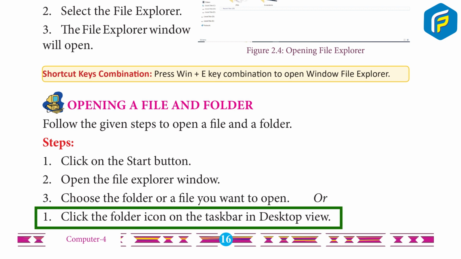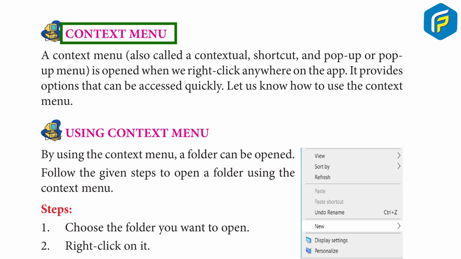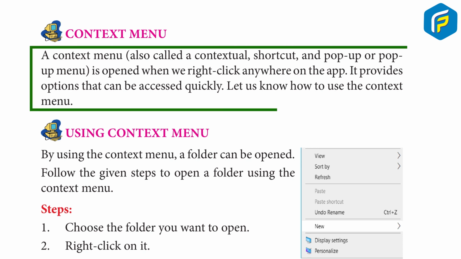Context menu. A context menu, also called the contextual, shortcut and pop-up menu, is opened when we right-click anywhere on the app. It provides options that can be accessed quickly. Let us know how to use the context menu.